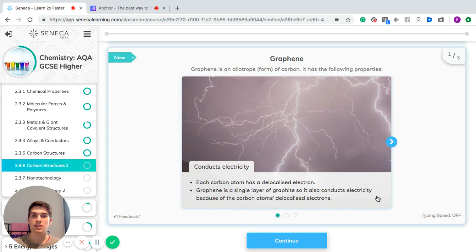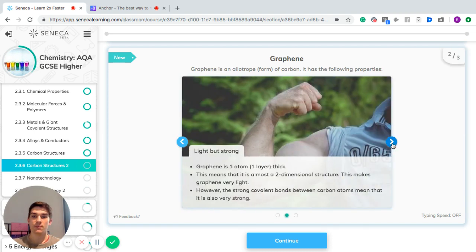The first one is graphene. Now, graphene conducts electricity because each carbon atom has a delocalized electron. Graphene is a bit different to graphite, which also has a single delocalized electron, because graphene is a single layer of graphite. So it also conducts electricity because of those carbon's delocalized electrons. It's very light, but very strong.